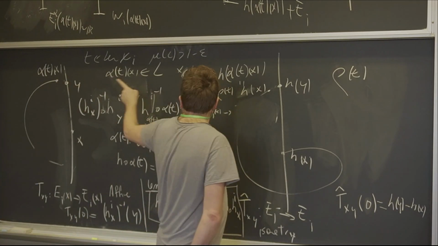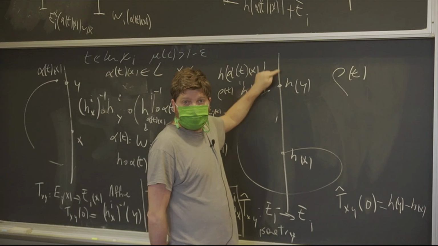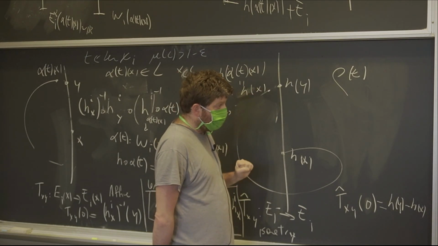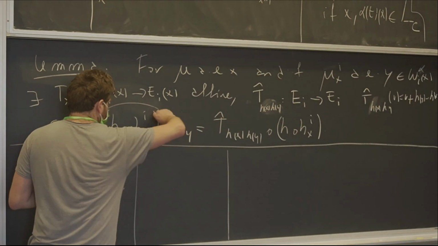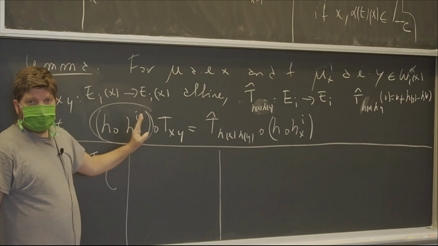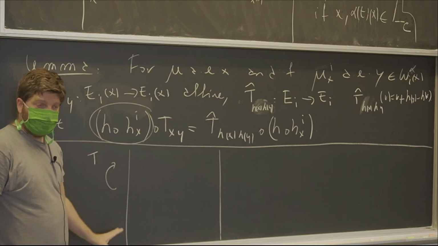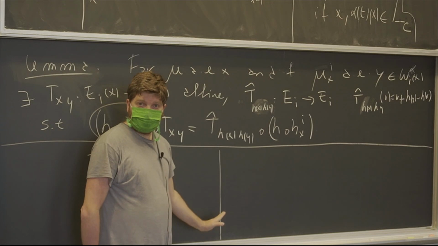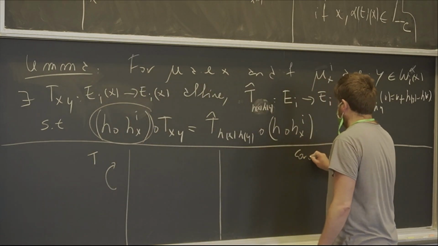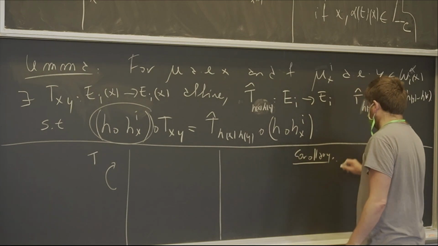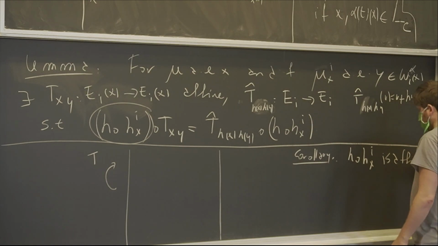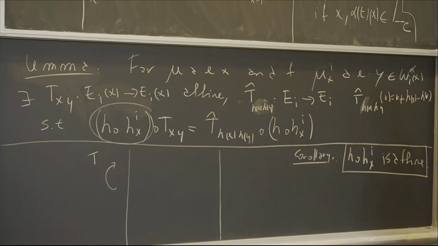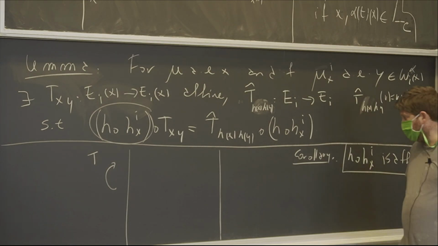And we know that when we do this job, here we get translations, the corresponding translation. And we have this map here, which is intertwining this affine structure here with this translation structure here. So the corollary is H compose HXI is affine. Okay, and it's an affine map.